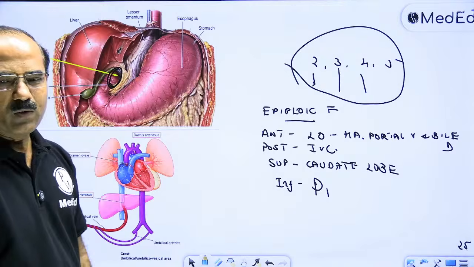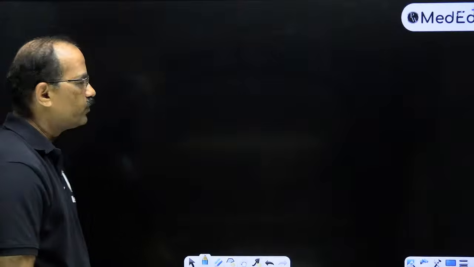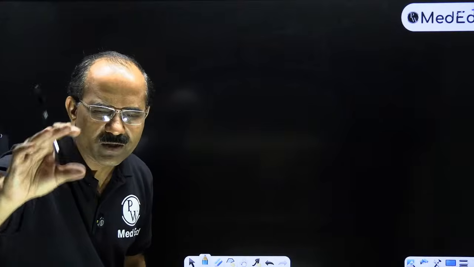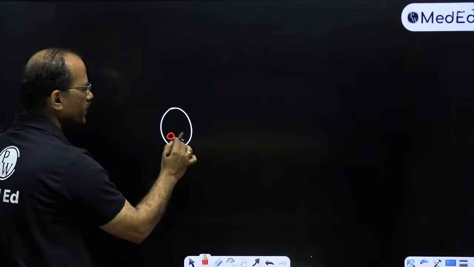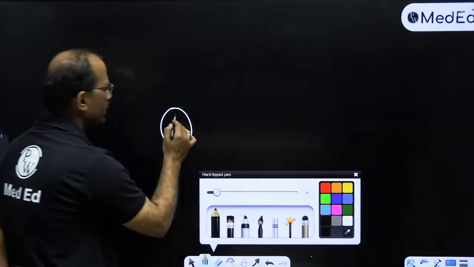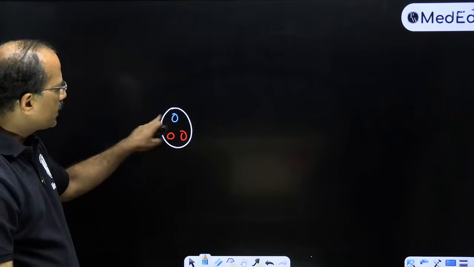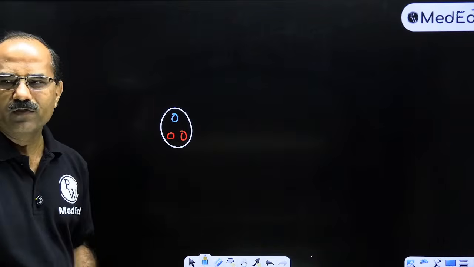Thank you. Now look, I'll tell you something about fetal circulation. It is very, very important. So we start with fetal circulation. That is the umbilical cord. You can say contents: there are 2 umbilical arteries and the left umbilical vein. So the contents of the umbilical cord are 2 umbilical arteries and the left umbilical vein.